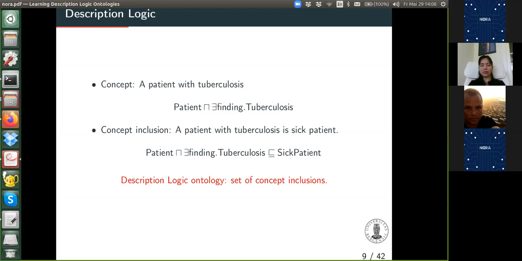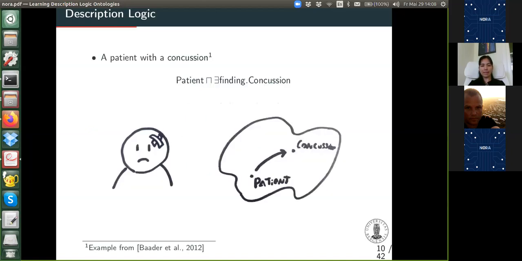And for the purposes of this presentation, whenever I talk about description logic ontology, I mean a set of concept inclusions, so a set of expressions such as this that we see in the fourth line. The semantics of description logic is based on interpretations. As in first order logic, you have a domain with elements. For instance, you have the patient, you have a concussion, and you can relate the patient with a concussion. In this case, this arrow would be labeled by the finding predicate.